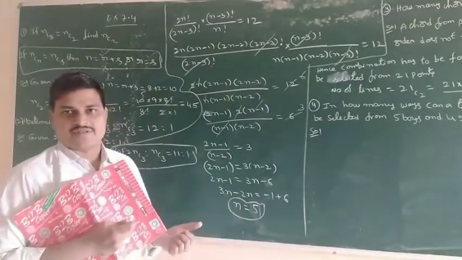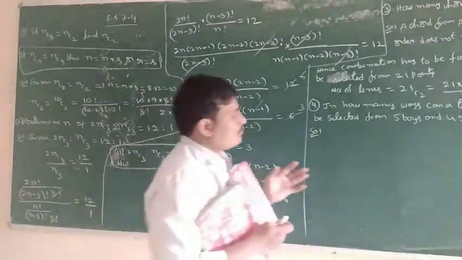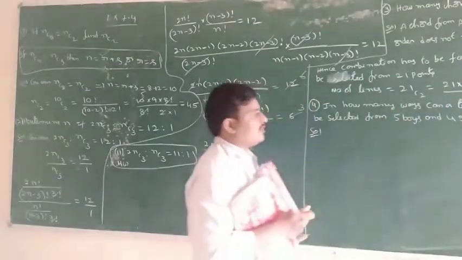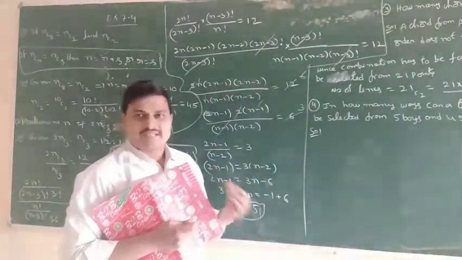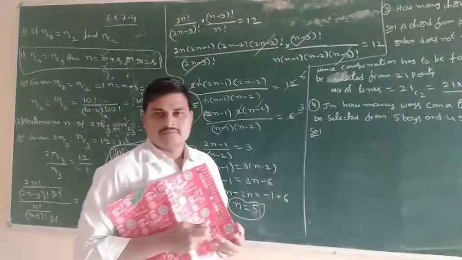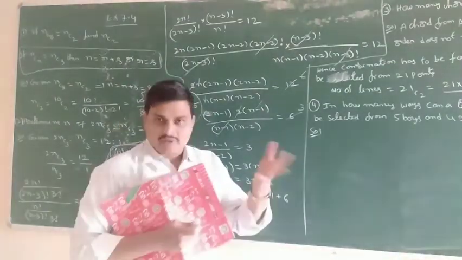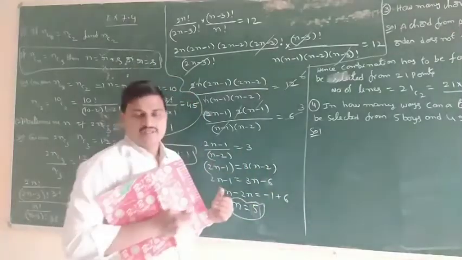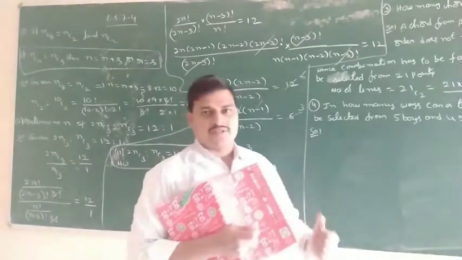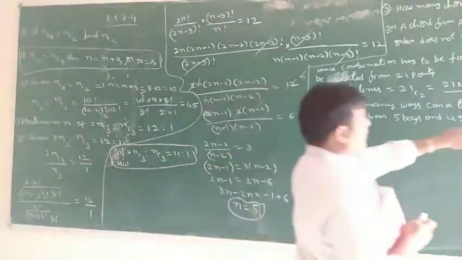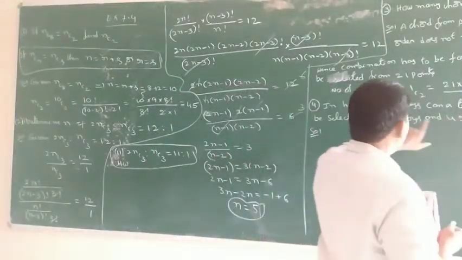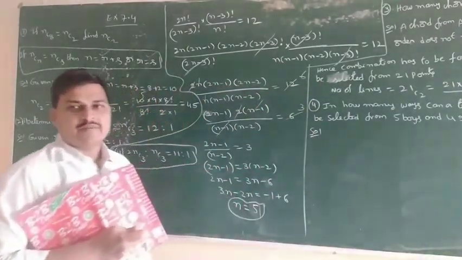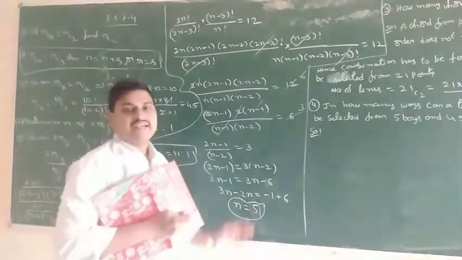Selection means combinations. So 3 boys. Boys are selected from boys, not from girls. Girls are selected from girls. So 3 boys are selected from how many boys? 5 boys. 3 boys are selected from the 5 boys.